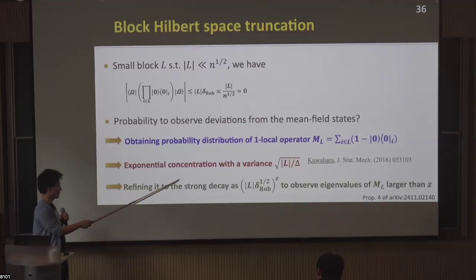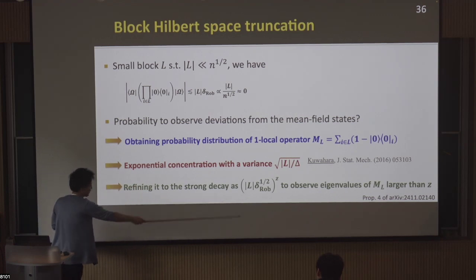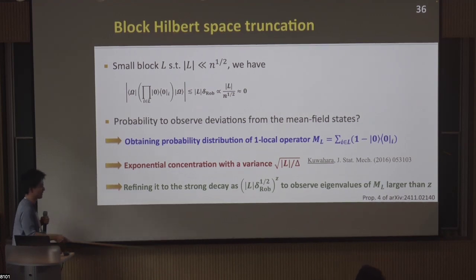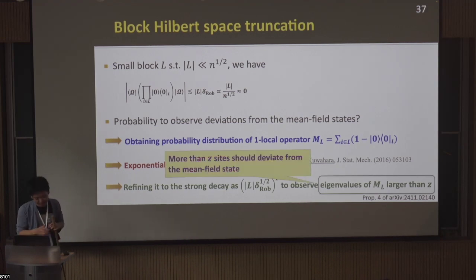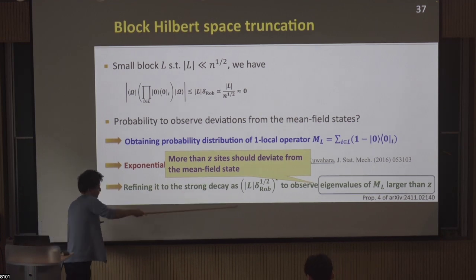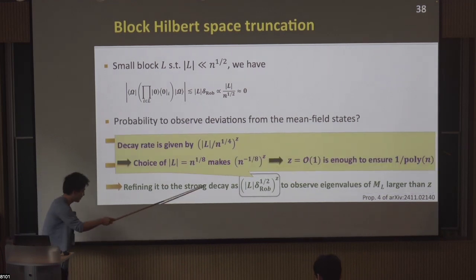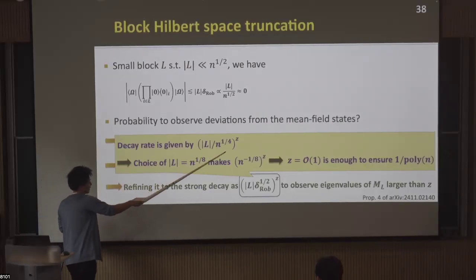So our second challenging point is to refine this concentration bound to a stronger decay of this form, L times the delta log, 1 over 2, to observe eigenvalues of ML larger than Z. This condition means that more than this size should deviate from the mean field state. So this probability is now given by this form. And now delta log is proportional to 1 over square root of n. So the decay rate is given by this form.